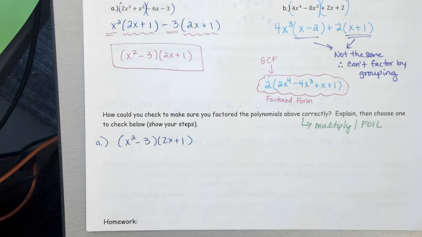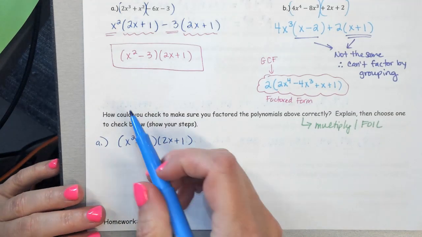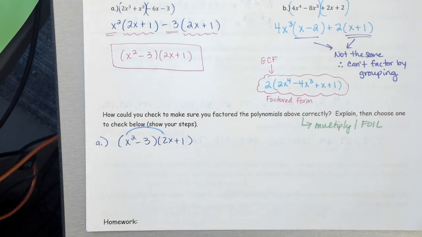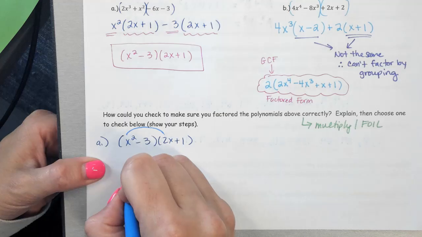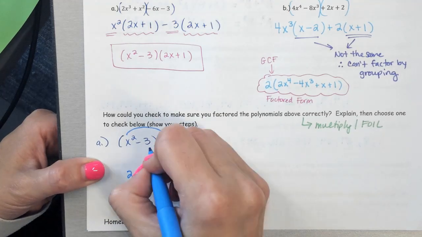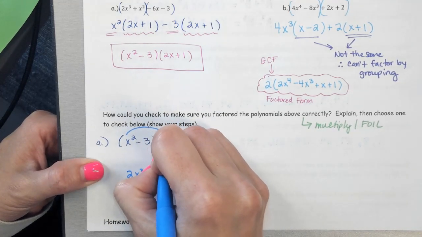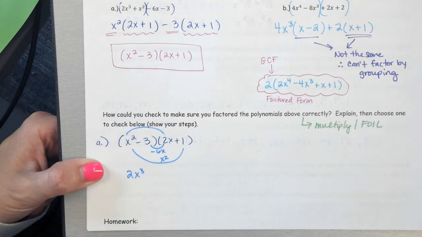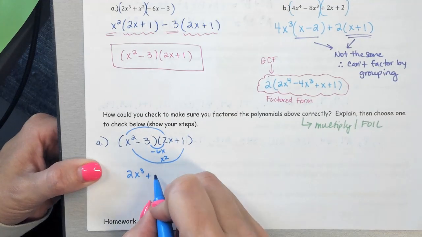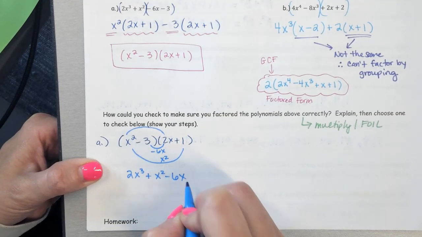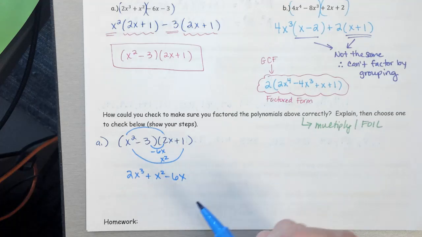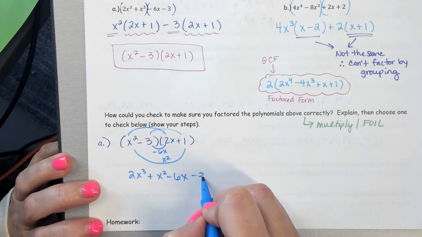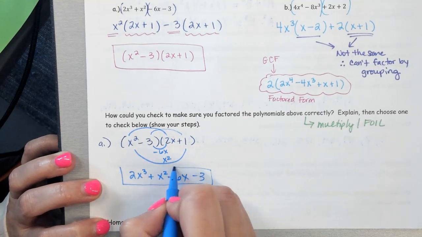If I FOIL that, I like to write out what I'm multiplying. So x squared times 2x is going to be 2x to the 3rd. And then I like to do the inside, which is negative 6x, the outside, which is positive x squared. And then I'm just going to put those in standard form. So I'm going to put the x squared first, and then the negative 6x. And then negative 3 times 1 is negative 3. So this would be my answer.